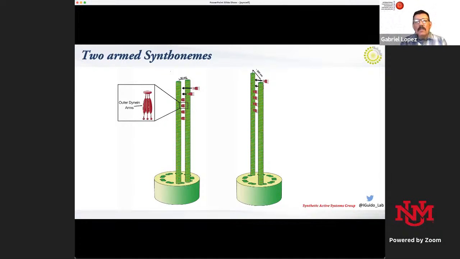A related question is from an anonymous attendee who asks, is the faster beating of the flagella from this Chlamydomonas compared to the synthinemes a function of the number of molecular motors and number of microtubules involved? I would say this is a very interesting question. Very interesting question.